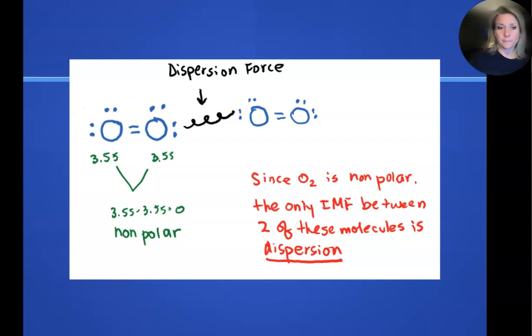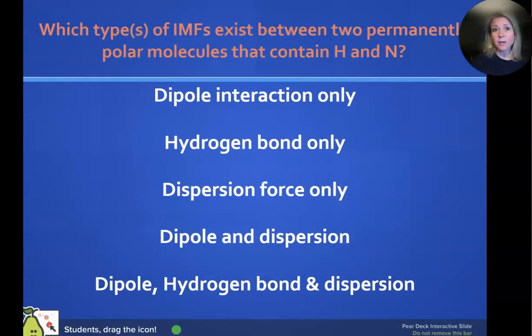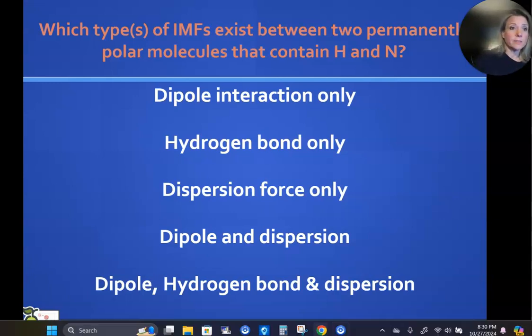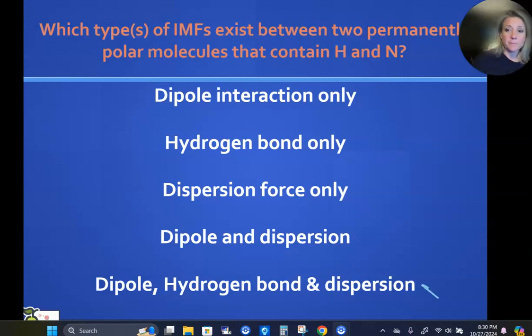All right. So let's go over some questions here. Which type or types of intermolecular forces exist between two permanently polar molecules that contain hydrogen and nitrogen? So the clue here is that they are permanently polar, we have a hydrogen, and it's attached to N, which is a part of FON. So what this means is that our answer is the one that is here at the bottom: dipole, hydrogen bonding, and dispersion. It's going to have all three.